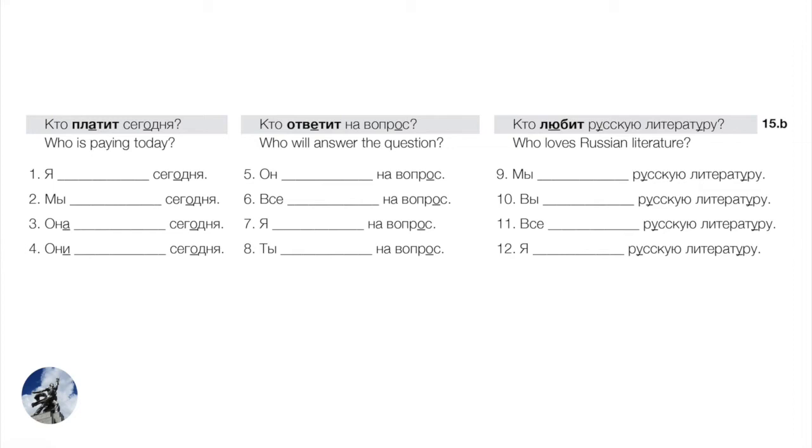Okay, now number 12, я, we have to be careful. Okay, let's think. Любить, the б, that's a labial. So in the я form, we're going to get that labial mutation by adding a soft л. So we say я люблю. Я люблю русскую литературу.